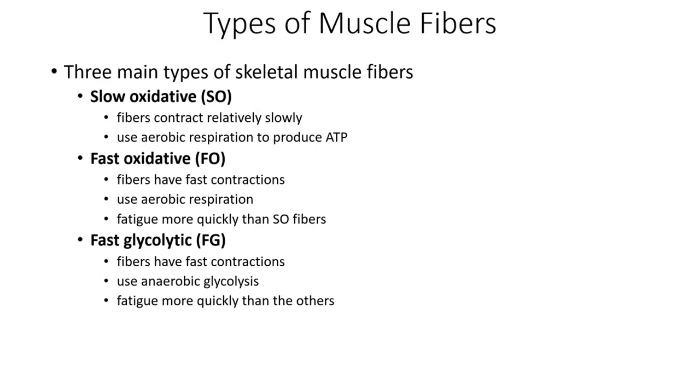Whereas people who are doing a lot more of like short bursts of activity, so sprinters, weightlifters, stuff like that, are going to have a lot more of these faster oxidative and fast glycolytic fibers because they're not needing to sustain those contractions for quite as long. And so those fast oxidative and fast glycolytic fibers are going to grow a bit more.